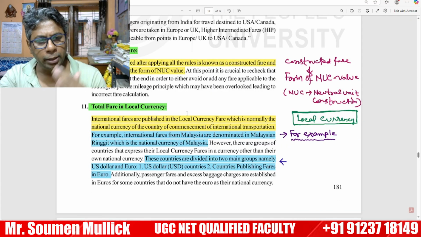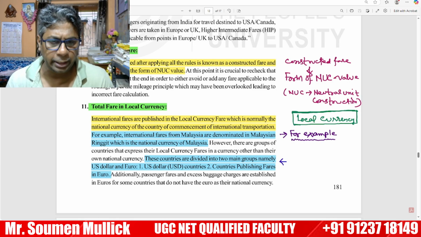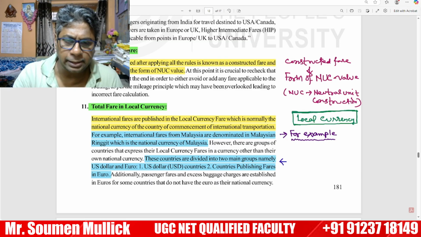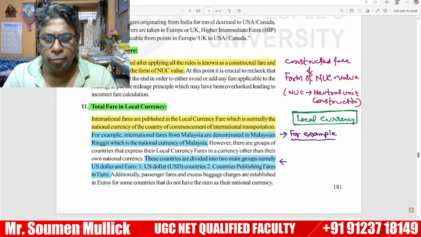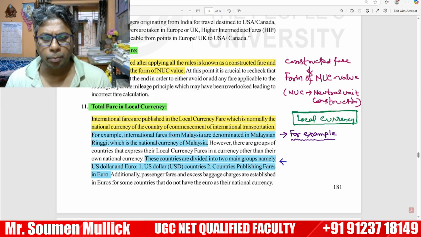Then another top important step to follow is the total fare in local currency. The international fares are published in local currency, which is normally the national currency of the country of commencement of international transportation.